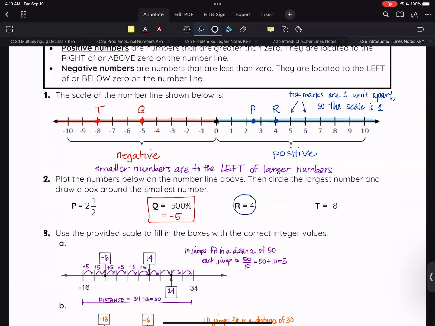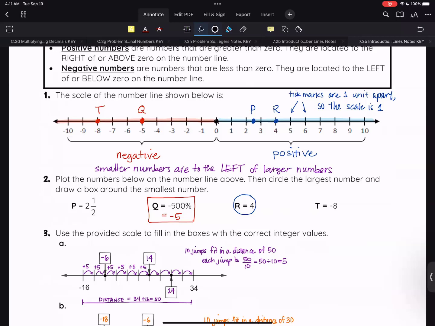The next one, point Q, is a negative 500%. Remember that percent means you divide by 100. So if you take 500 and divide by 100, you get a 5. So Q in this case will be negative 5. And you can see that we went to the left of 0 and labeled Q at the negative 5 point. R is 4, so we just count 4 to the right from 0. And T is negative 8, which means we go to the left 8 units from 0.